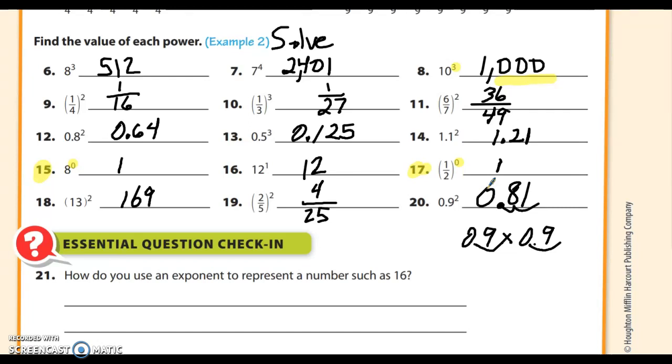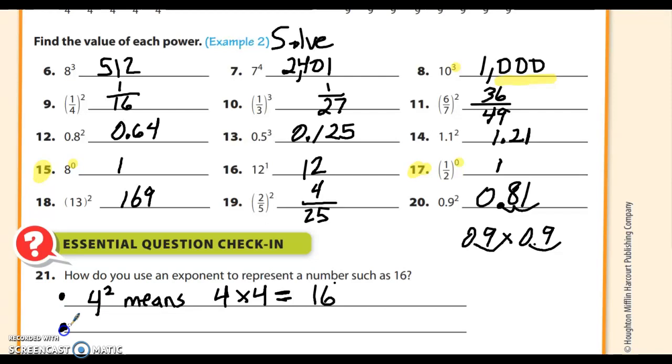So number 21 reads, how do you use an exponent to represent a number such as 16? Well, there are different ways to do this. In fact, there are several ways to get 16. One way to get 16 would be to write 4 squared. What is 4 squared? 4 squared means 4 times 4, which is 16. So that's one answer. There's actually a different answer.